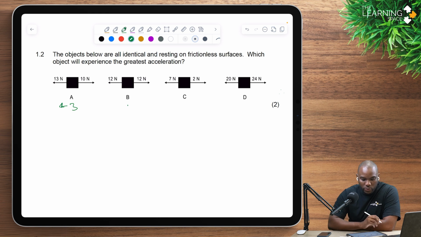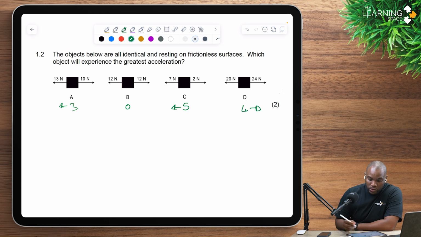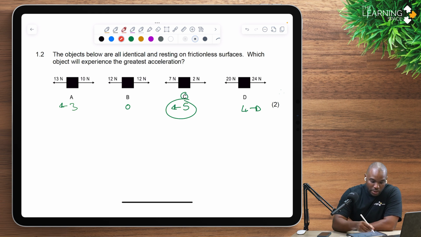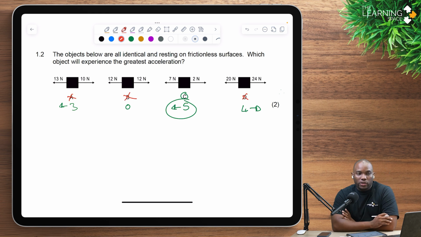Then we're looking at B, which is 12 and 12, that'll give us 0. C is going to be 7 and 2, so that'll give us 5 towards the left. And then D is 20 and 24, that'll give us 4 to the right. So we can very clearly see there that now C will give us the biggest resultant, which is going to be 5 newtons to the left. So your correct answer there will be C, meaning that A, B, and D would not be the correct answer.